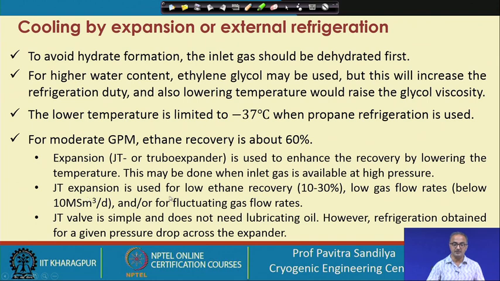Now, Joule-Thomson expansion is used for low ethane recovery, about 10 to 30%. Why? Because Joule-Thomson gives lower cooling than the turbo expander, and it is also used for low gas flow rates, below about 10 million standard cubic meters per day, and for fluctuating gas flow rates. For fluctuating gas flow rates, turbo expanders are not recommended because they cannot work with too much fluctuation of the gas flow rates.